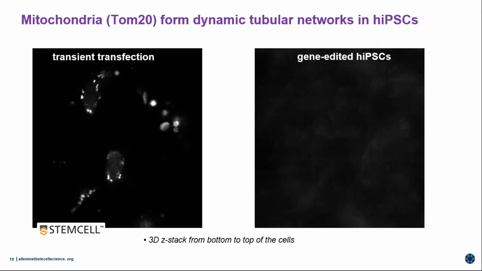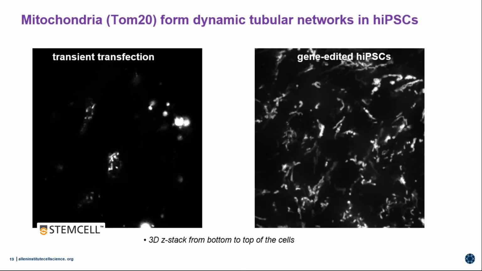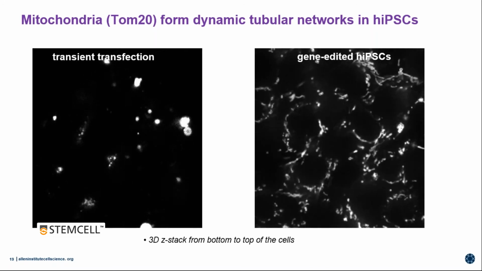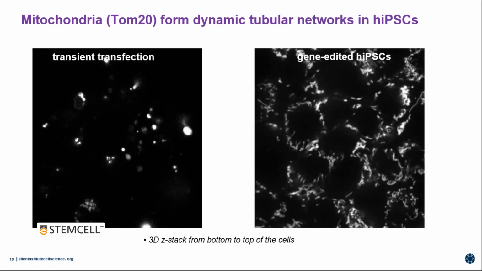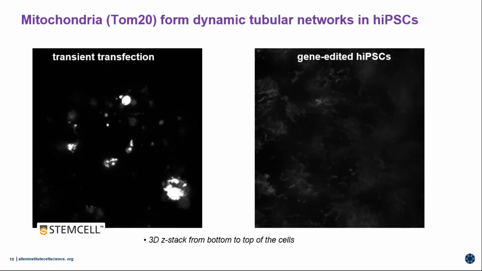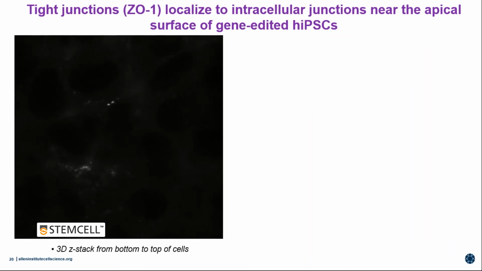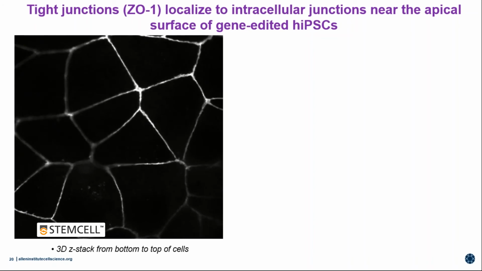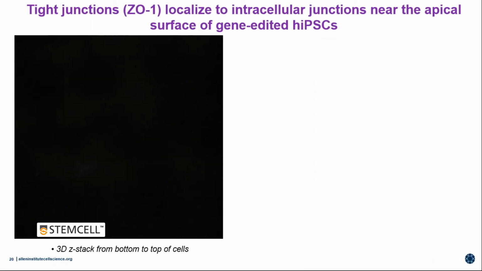So we really believe working with normal cells and endogenously tagged cells is a game changer to understand these kind of fundamental cell biological questions. So here's our tight junction. This is ZO1 tagged cells, again a Z stack. In the bottom, there's no ZO1. On the top, you can see it in the intracellular junctions.